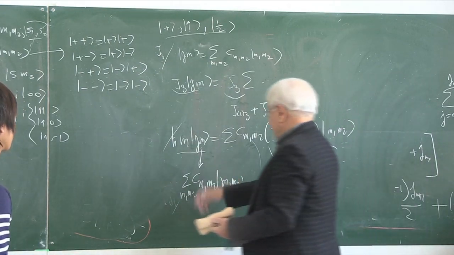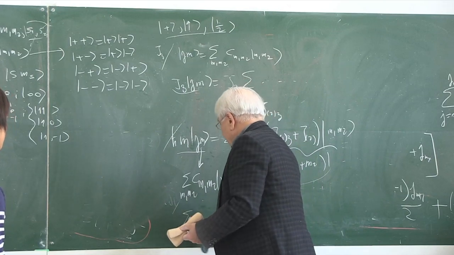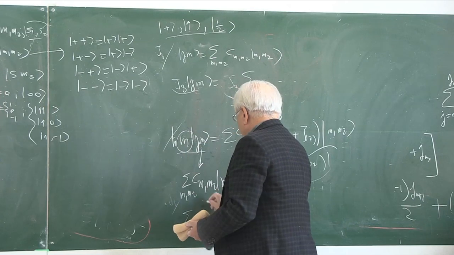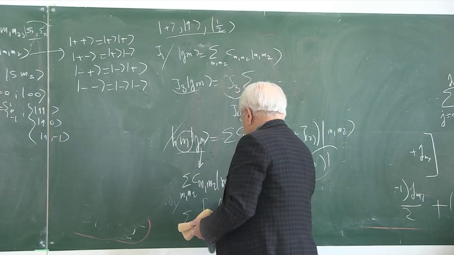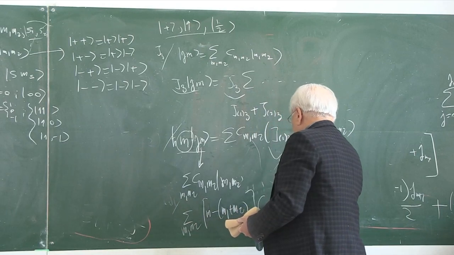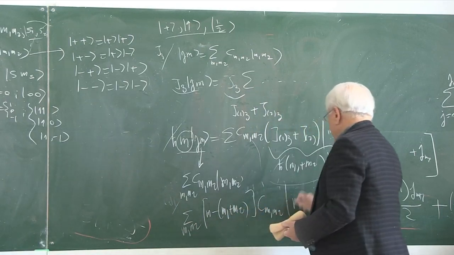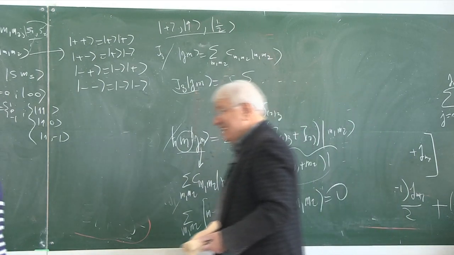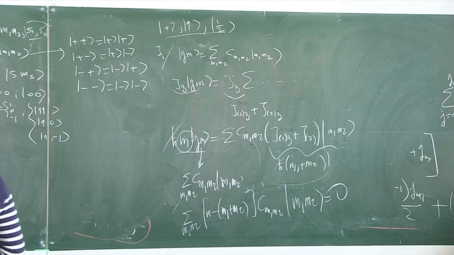Then bring everything together. M1, M2, there's an M minus (M1 plus M2), times C(M1, M2), times |M1, M2>, is equal to 0. Isn't that nice? Okay.